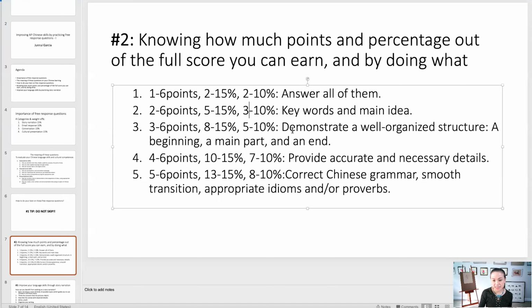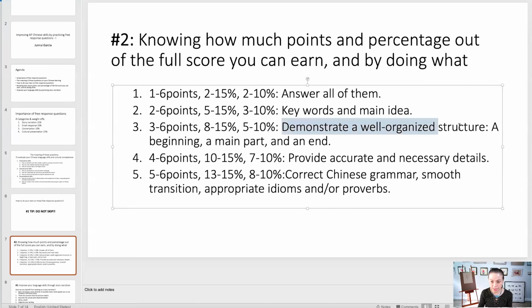If you can demonstrate a well-organized structure, a beginning, a main part, and an end, the worst you can get is 3 points. It's 8% of story narration and cultural presentation, and 5% of email response and conversation.